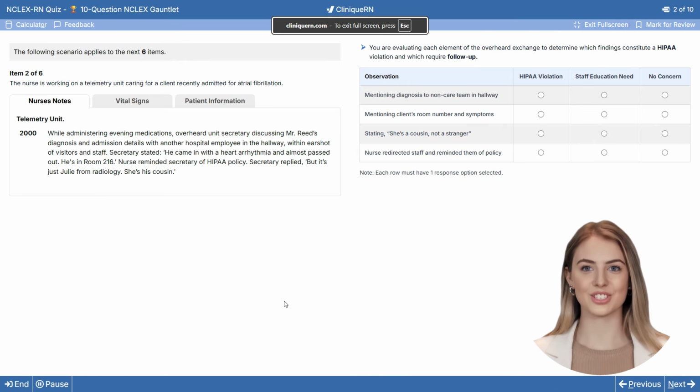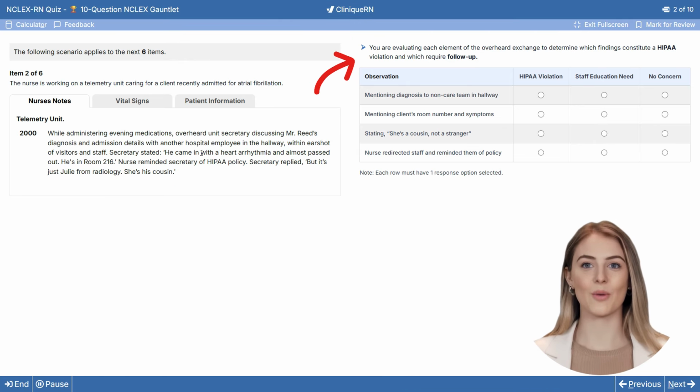So, to the second question. We know the secretary's hallway conversation broke some boundaries, but now let's go deeper. What parts of that chat were actually HIPAA violations, and which ones were just education moments? You've got 4 chances to test your instincts. Think you can spot all the right ones? Let's find out. We'll go through each line from that overheard exchange. I'll give you a second to decide before I reveal the correct response and why.